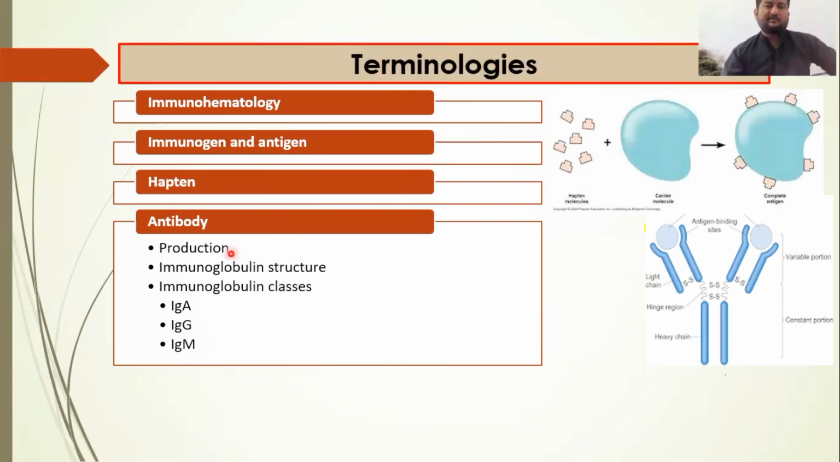Production of antibodies is done by plasma cells when the antigen or immunogen comes into our body. This antigen or immunogen binds with the B cells. B cells then differentiate into plasma cells, and then plasma cells start to make antibodies in our body against the antigen or immunogen. When we see the structure of immunoglobulins, all the immunoglobulins share a common chemical structure configuration. Each basic antibody unit is composed of 4 polypeptide chains.